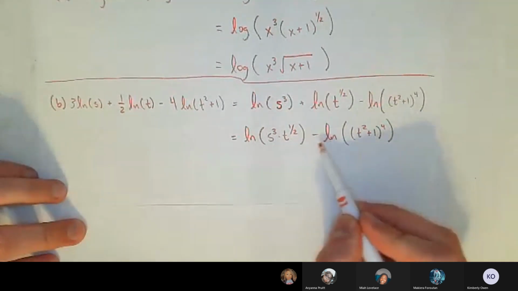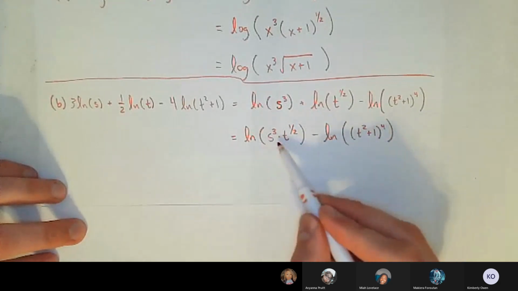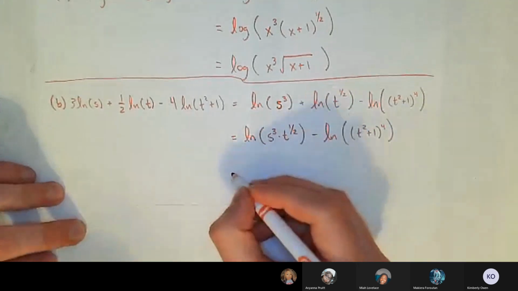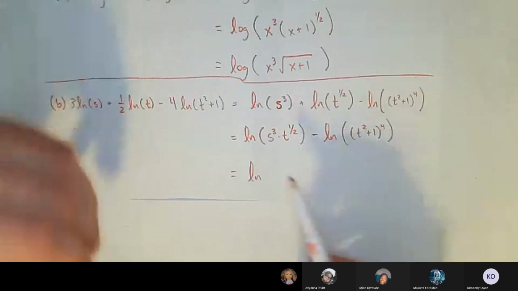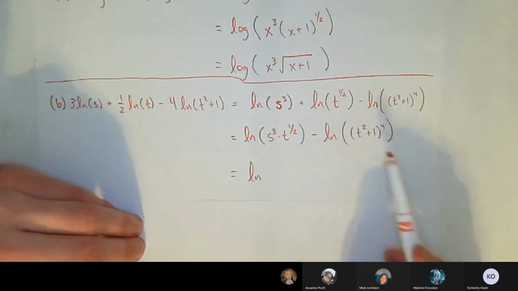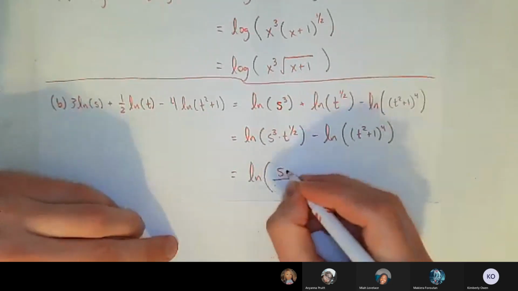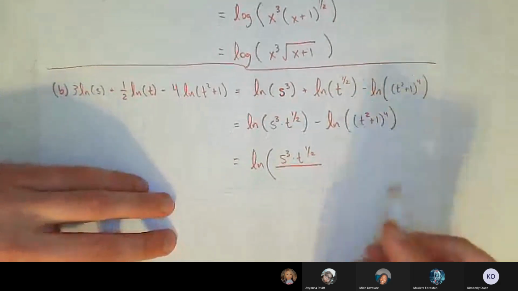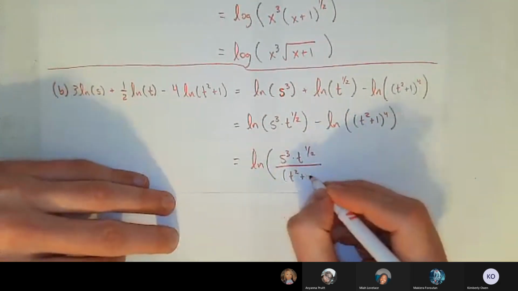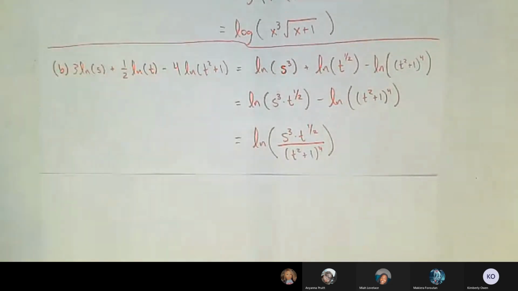Okay, and then now I've got a difference of 2 logs, so I can write that as a quotient. And yes, there's a lot going on here, but all I need to know is that if I have a difference of 2 logs and they have the same base, in particular the base is e here for these 2 logs, then I can just write this as a quotient with this being the numerator and the other input being the denominator. So t squared plus 1 raised to the 4th. Cool.